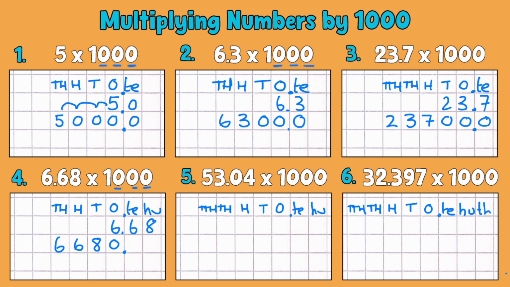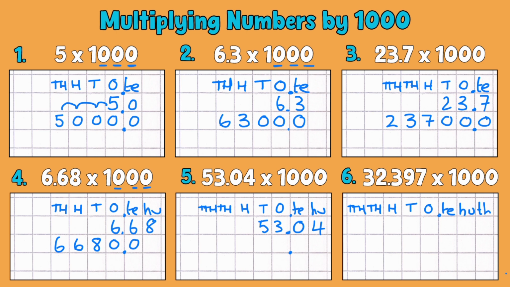So 6,680 or 6,680.0. So this time I have a tens number and some hundredths. So let's write that in there, 53.04, and we'll pop our decimal place in just underneath. So we're making 53.04 1,000 times larger.